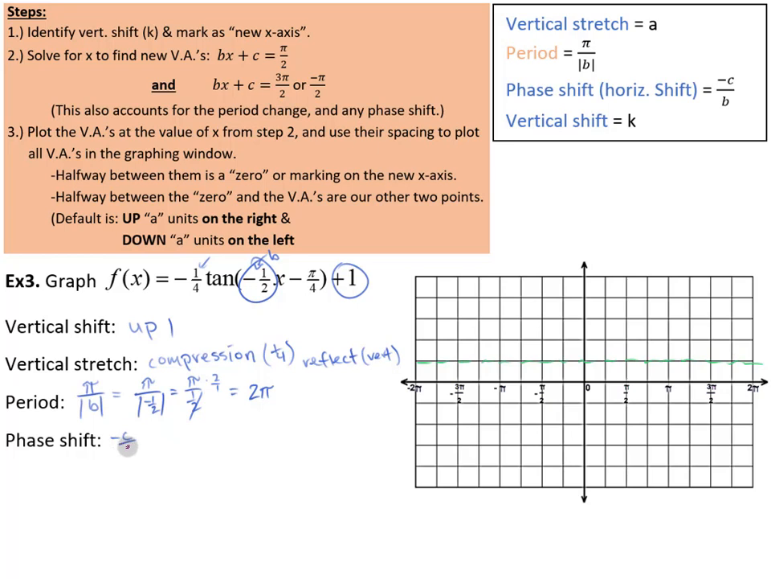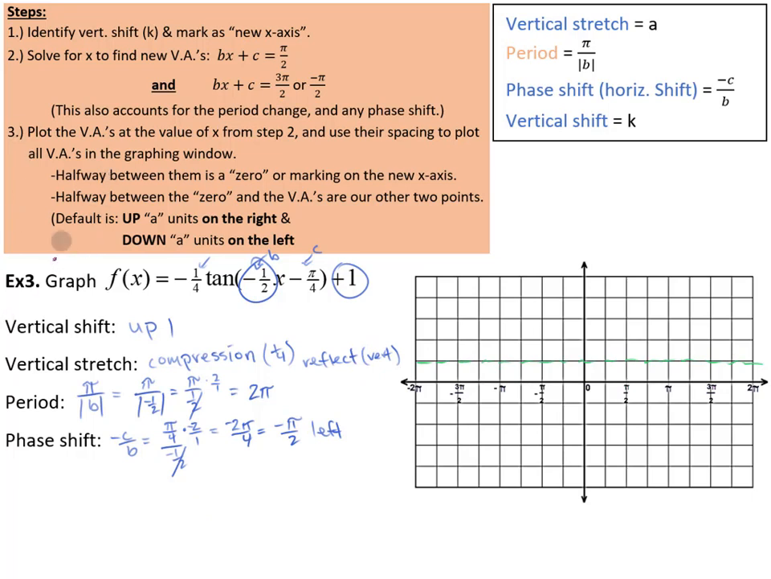Okay, our phase shift, opposite of c over b. Here's my c value, negative pi fourths. So the opposite of that is positive pi fourths divided by b, which is negative 1/2. Here you don't do absolute value. Let's multiply by the reciprocal. Since we were dividing by a fraction, we get negative 2 pi fourths, which reduces to negative pi halves. Because it's negative, that is a shift left, pi halves units.